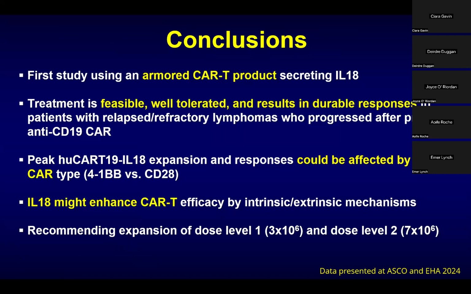So to conclude, the study is still ongoing. This is the first study using an armored CAR-T product secreting IL-18. Treatment is feasible, well-tolerated. We have durable responses. The peak expansion could be affected by the prior CAR type, and IL-18 may enhance CAR-T cell efficacy by intrinsic or extrinsic mechanisms or a combination.